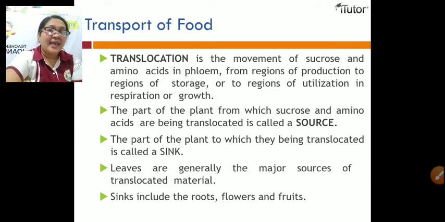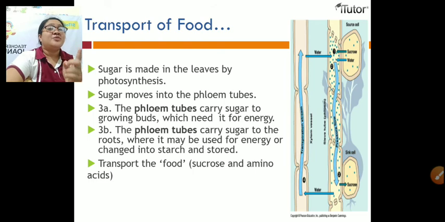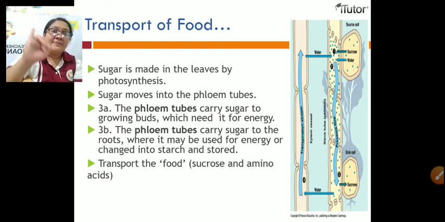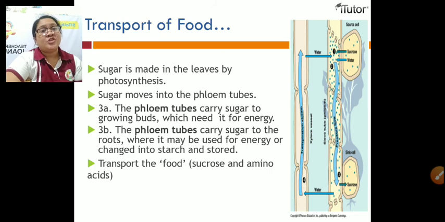Okay, let's move. Sugar is made in the leaves by the process of photosynthesis. Sugar moves into the phloem tubes. Then the phloem tubes will carry the sugar to the growing buds, which need it for energy. It carries the sugar from the leaves to the other parts of the plants. The phloem tubes carry sugar to the roots, where it may be used for energy also, or changed into starch and then stored. So it also transports the food, which is the sucrose and the amino acids.